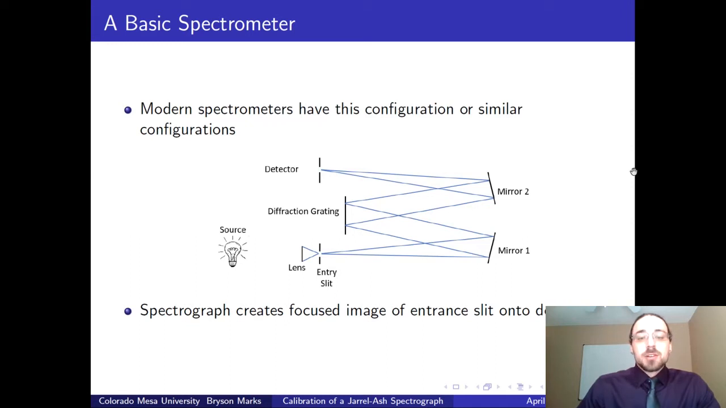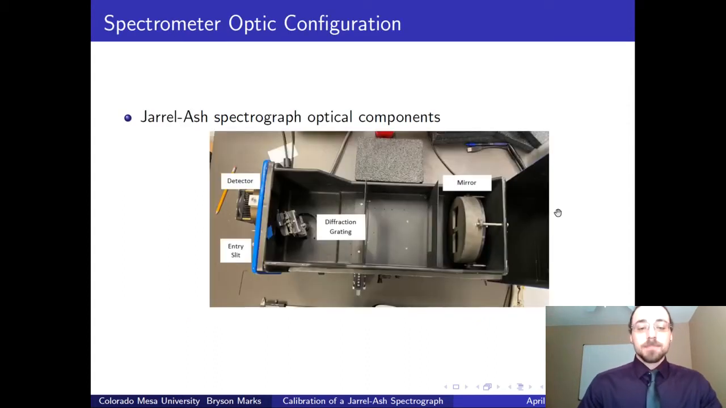So, modern spectrometers have this configuration or similar configurations. Well, if you look at this cartoon, we have a source that emits light that will travel towards the lens. It will refract in the lens and then become focused on the entry slit. The light will then disperse outwards from the entry slit towards the first mirror. The mirror will then shine that light towards the diffraction grating. That light will then travel from the diffraction grating to the second mirror. The second mirror will then focus the light on the detector, and this is what creates the image of the light on the detector.